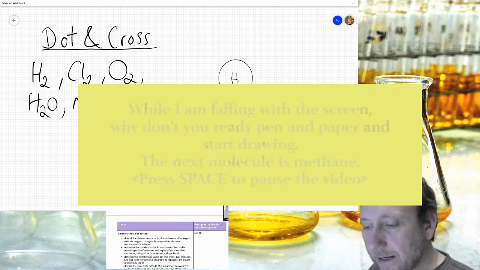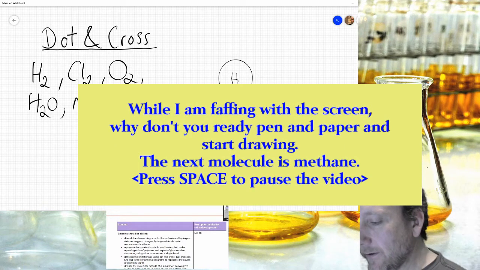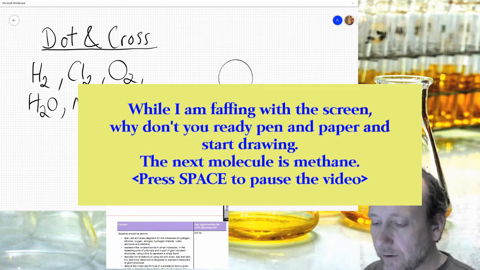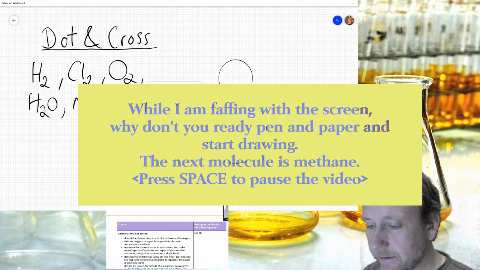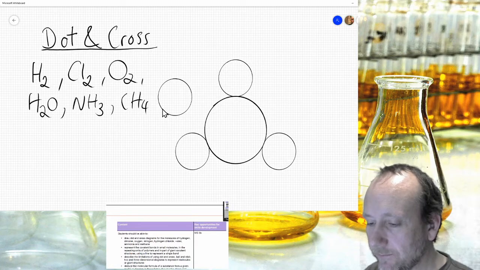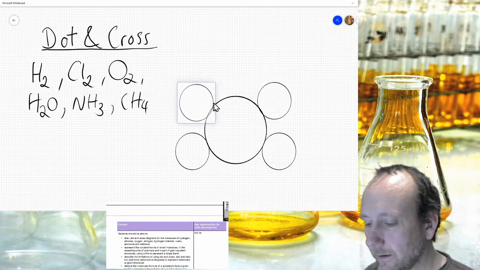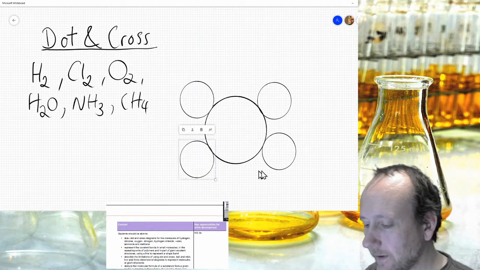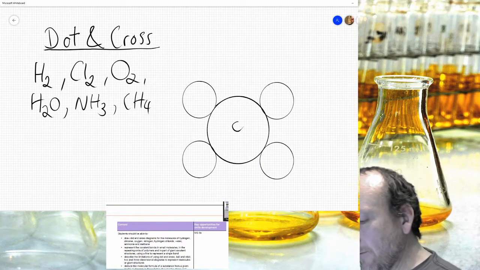Okay. So now we have got methane. So while you're doing that, you can press the pause button, and I will copy yet another hydrogen, because we need 4 of them. So what happens here? Pause the video, do your own work, and then come back and check it. Okay. So we have carbon in here.